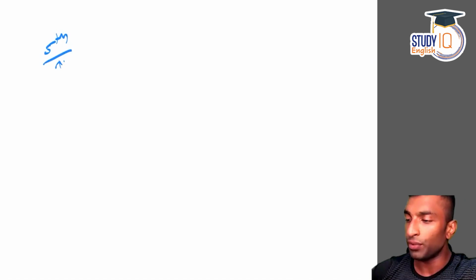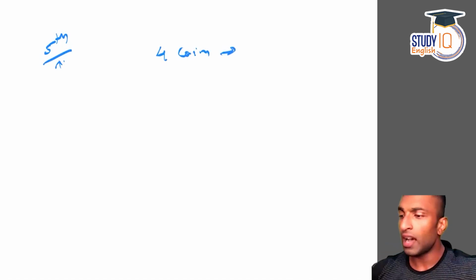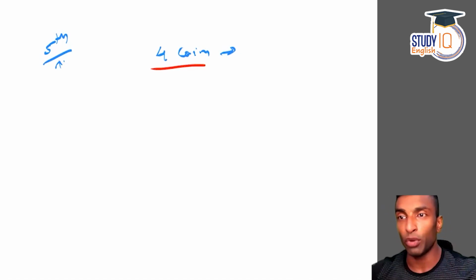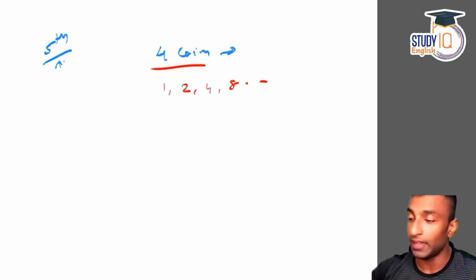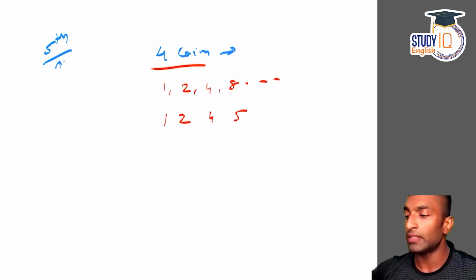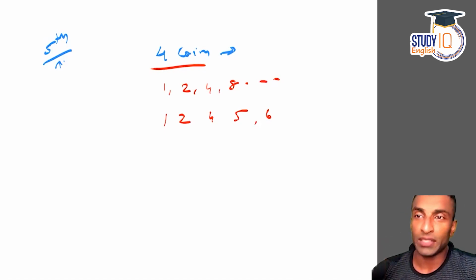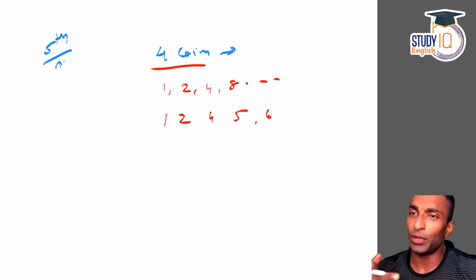Like they will give you, I have 4 coins, right? And how many different sums can I make? I have seen questions like this directly: with 4 different coins, how many different sums can you make? Sometimes they will give you denominations, like these are the 4 coins I have, 1, 2, 4, 8, or 1, 2, 4, 5, like that. Maybe 5 coins, or 4 coins, or 6 coins, and how many different sums you can make. Okay, so this is the question, and it is related to selection.